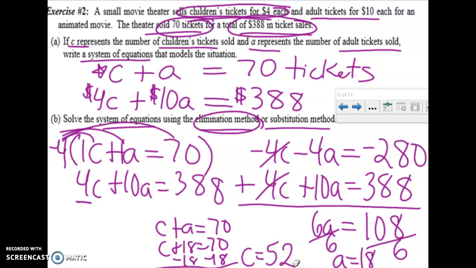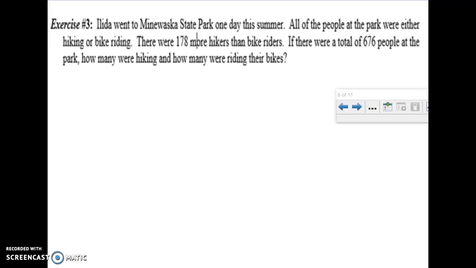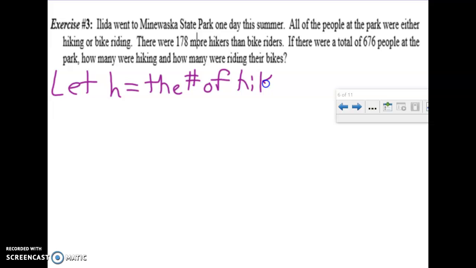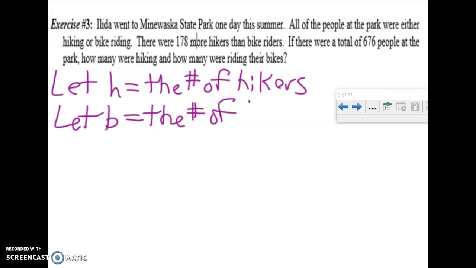So 52 children's tickets. But for the next question, they gave us a question but they didn't give us any variables. So here's a situation where we need to come up with let statements to define variables. Kind of obvious here, but let's let H equal the number of hikers and let B equal the number of bikers.